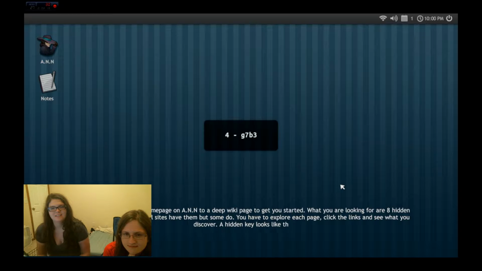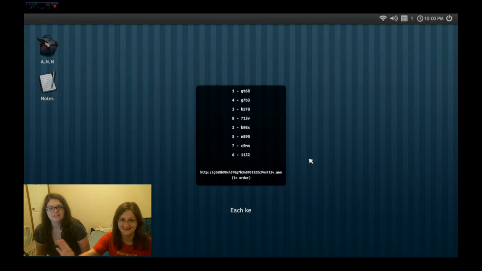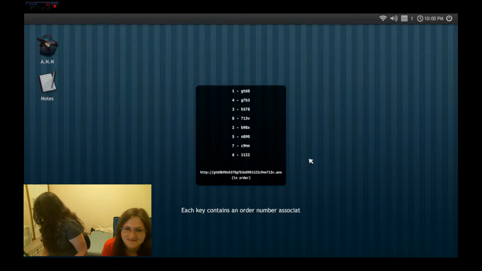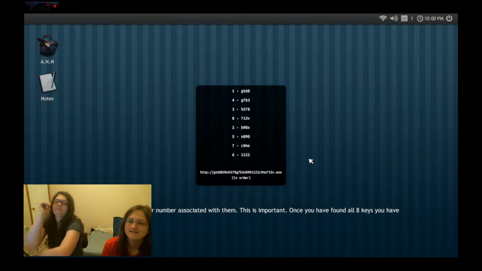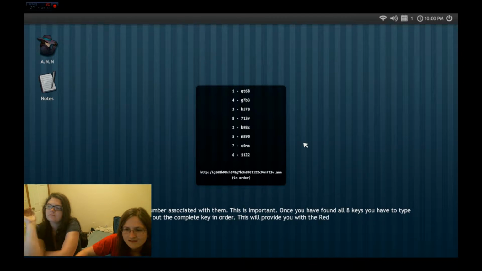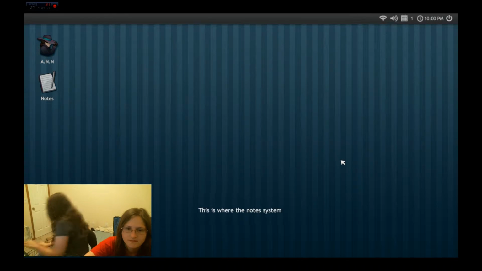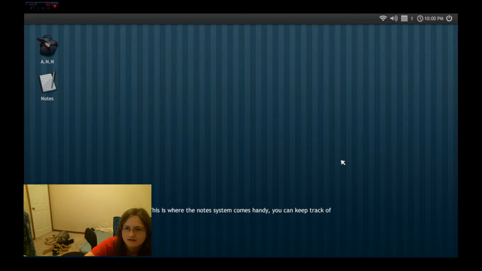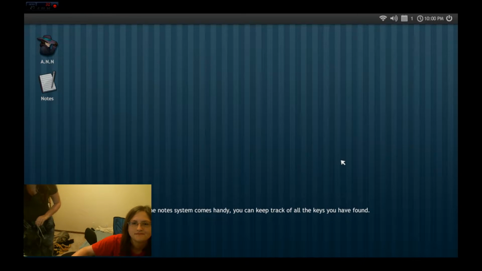Okay. Okay. So it's a number and a bunch of letters. I hope I don't need a piece of paper, because I'm totally not ready for that. I have a notebook if we need it. Okay, so once you found all 8 keys, you have to type out the complete key in order. Okay, so we probably need a piece of paper. Grab one, just in case. Oh, okay, they're gonna be in the notebook. But, like, put it right there, just in case.